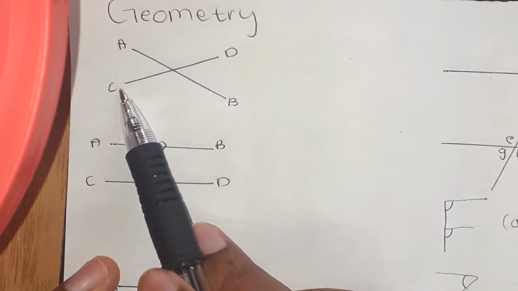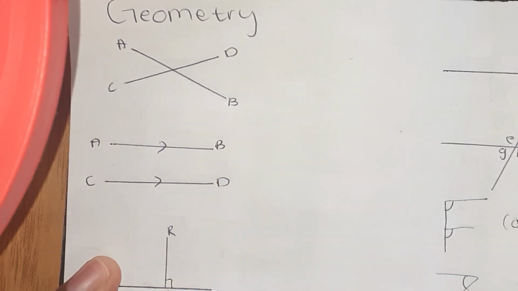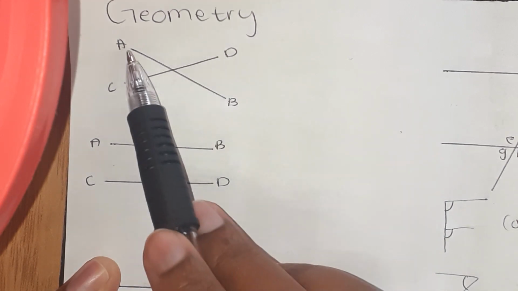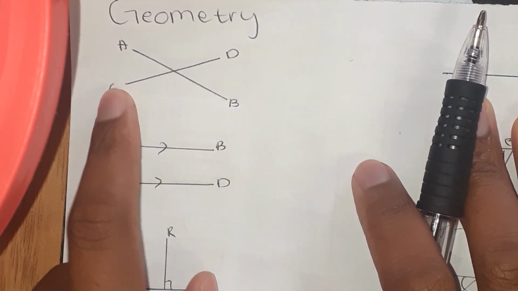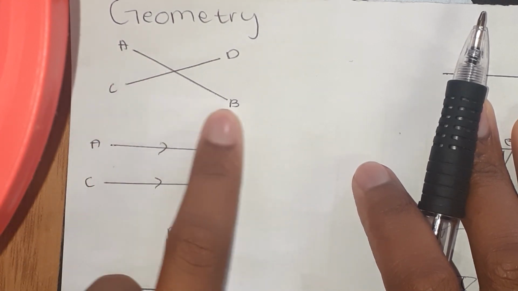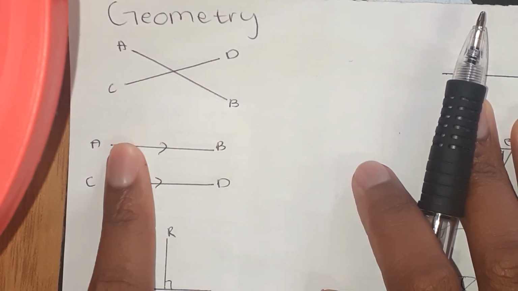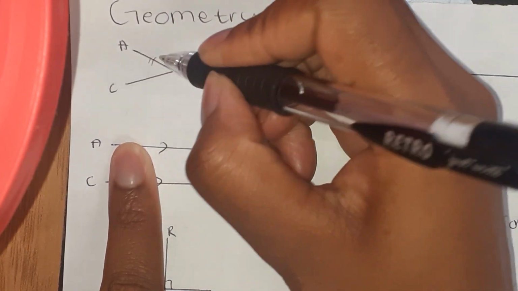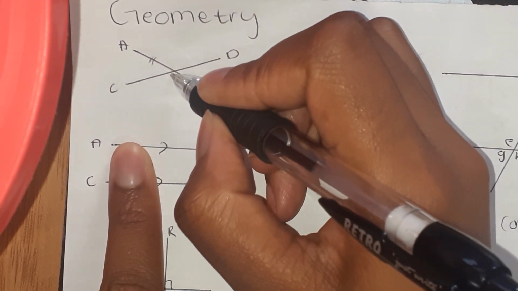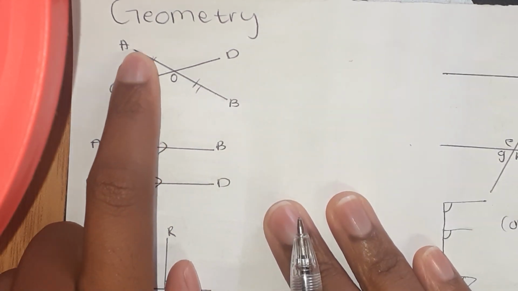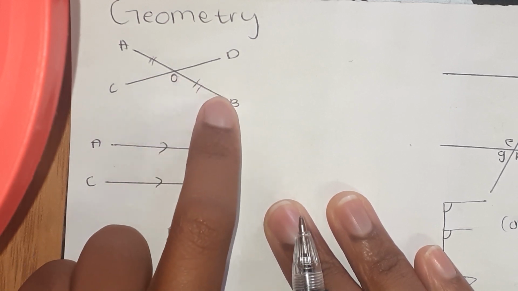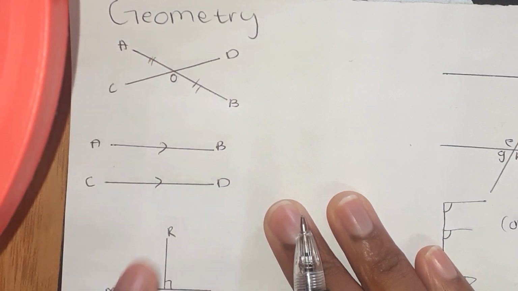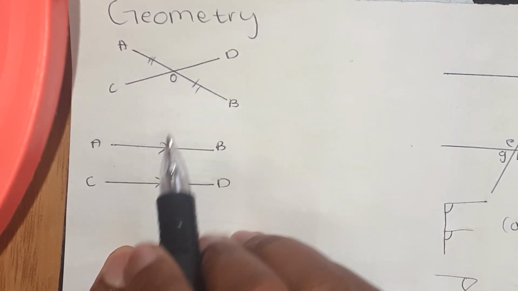So when we are having lines that are crossing like this, we are having lines which are intersecting or bisecting. CD bisects AB or AB bisects CD. Now, when we are having lines like this, this will be O, right? It means that from A to O, it's the same length as from O to B. When we are having these lines like this, it means that this is cutting in the middle.